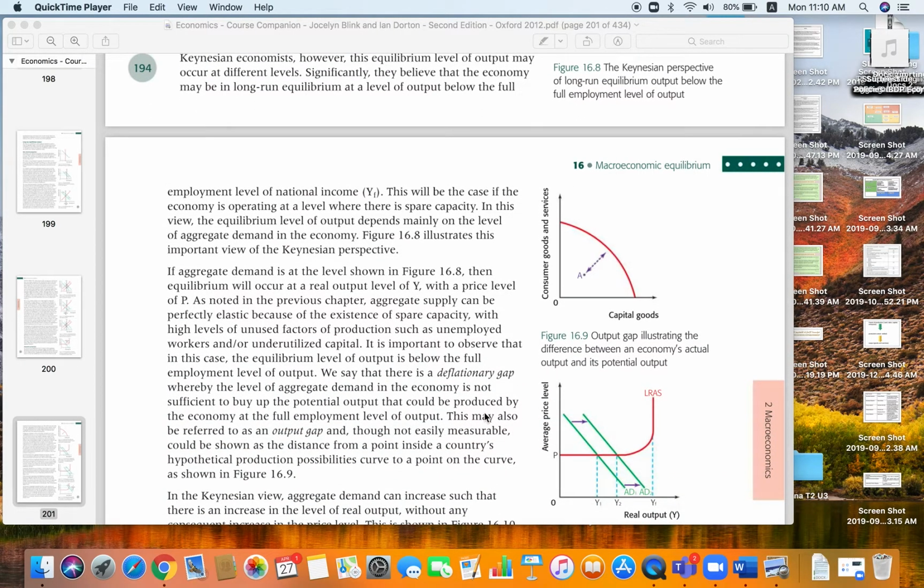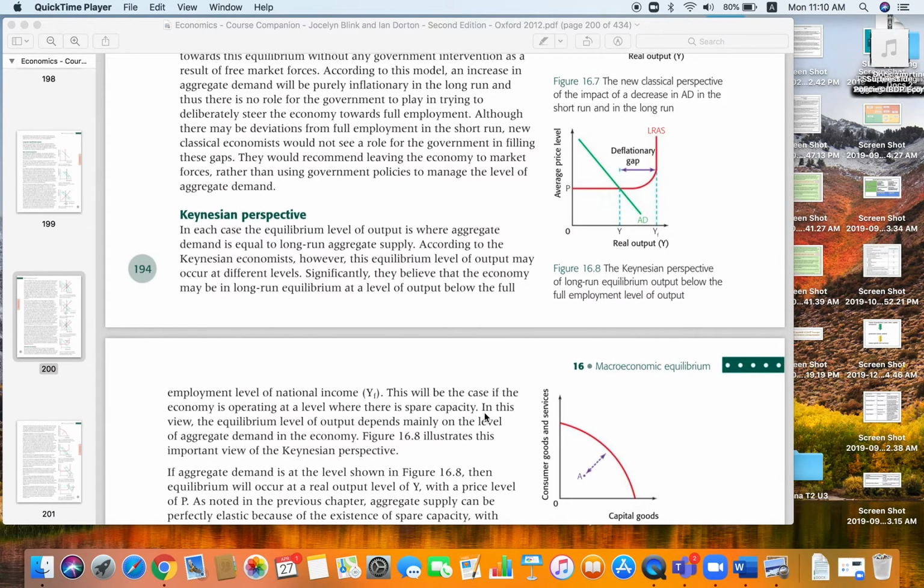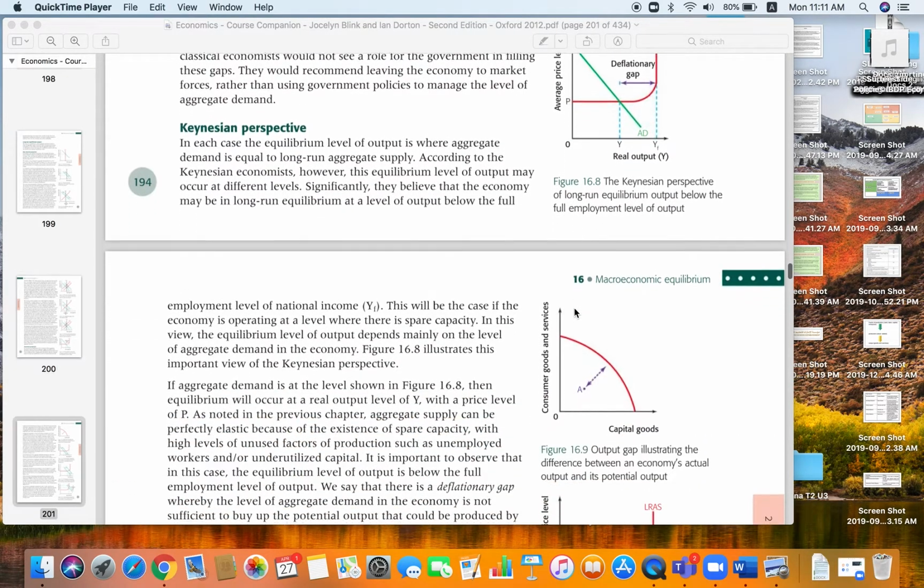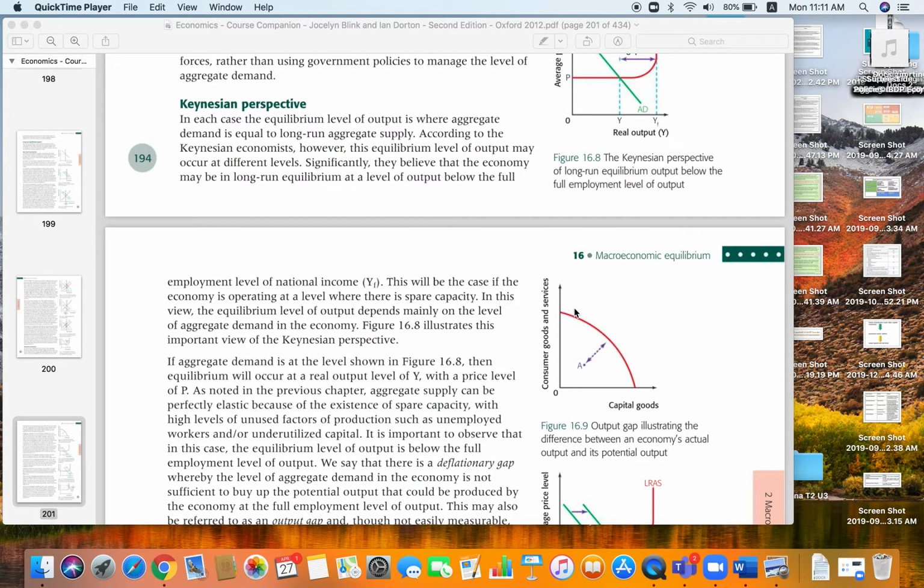If aggregate demand is the same level that's shown in 16.8 right here, all right, the equilibrium will occur at a real output of Y with a price level of P. So in the previous chapter, aggregate supply was perfectly elastic because of the existence of spare capacity. So that's why there was no growth initially. You could continue to produce more, right, for a long period of time because you have excess capacity. You don't have to start paying or increase your factors of production because you've got all these spare labor, spare resources, all that fun stuff, right?